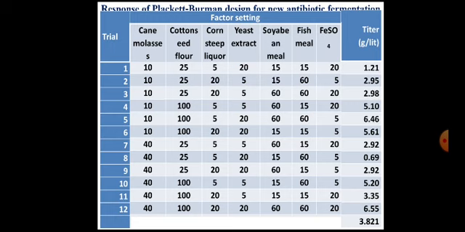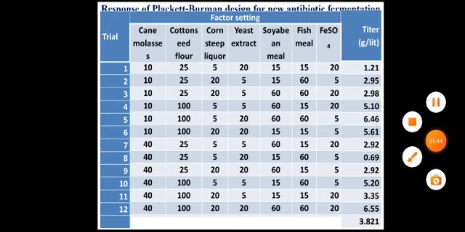Means if you change the value of cane molasses from low to high, changing these concentrations, whether it affects the production of antibiotic or not, that is evaluated in this Plackett-Burman design. So after the statistical analysis is performed, we will come to know out of these seven which factors are highly significant, means which factors have a significant effect on antibiotic production.